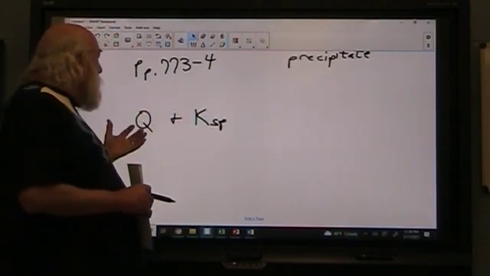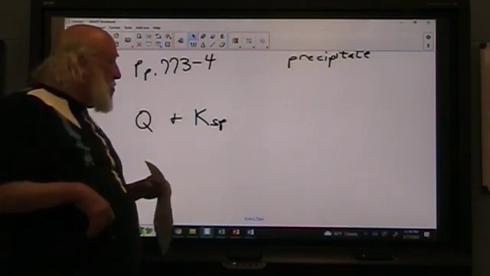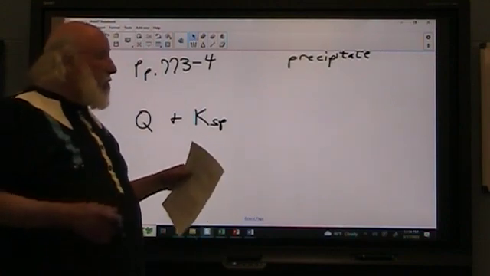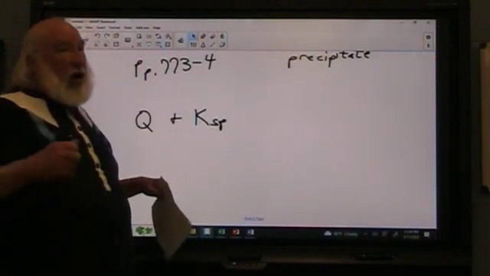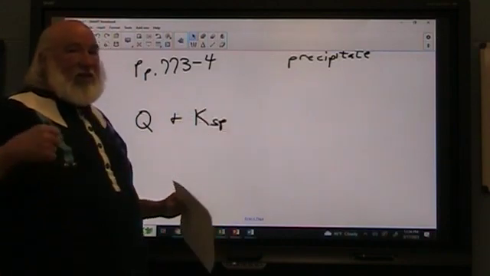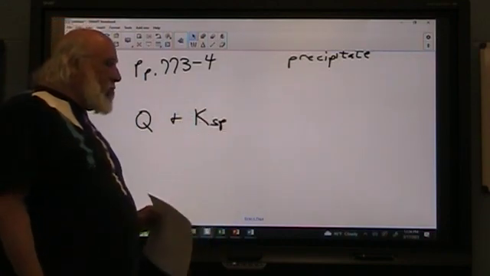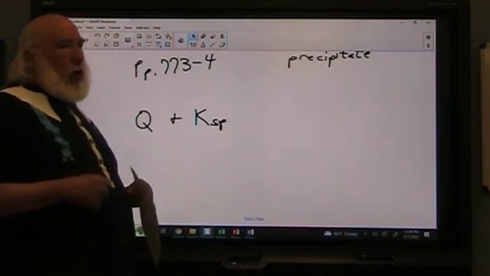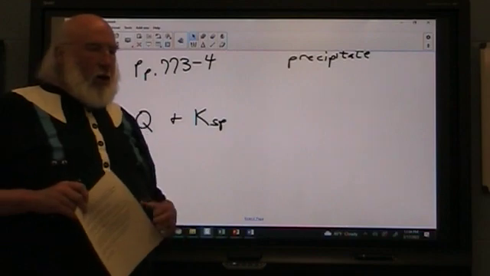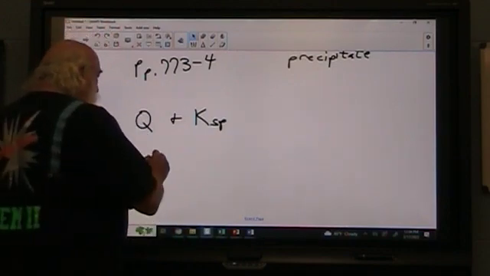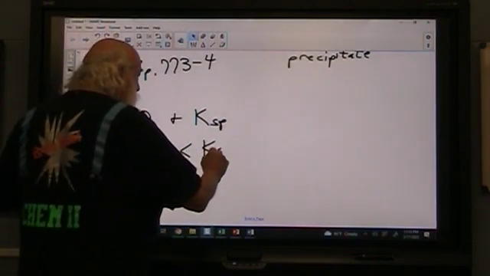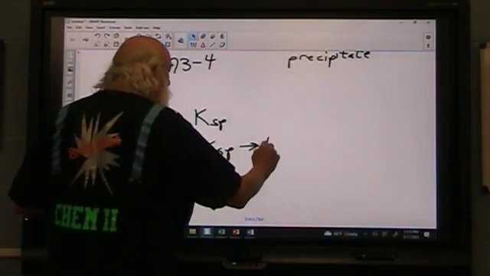We plug our concentrations into the same K expression we had for KSP, but we call it Q because we're not sure if it is at equilibrium. If it is that number, then we know that it is indeed at equilibrium and is a KSP. What we are going to use it for this time is whether we're going to expect a precipitate or not. So basically, if Q turns out to be less than KSP, we would expect no precipitate.